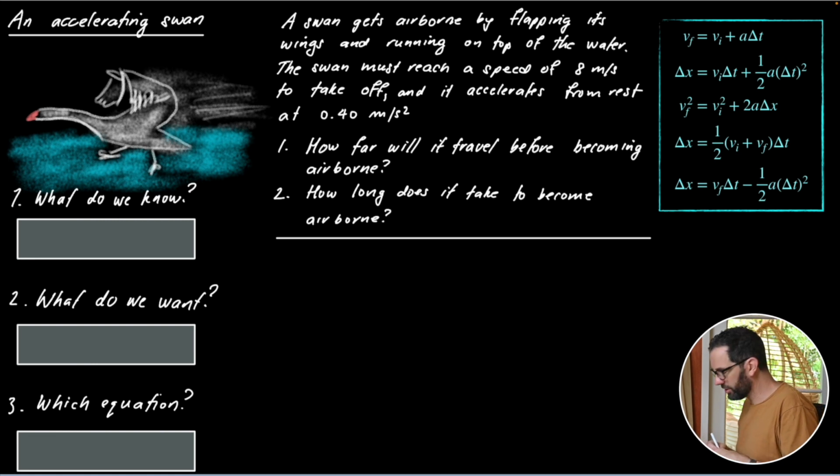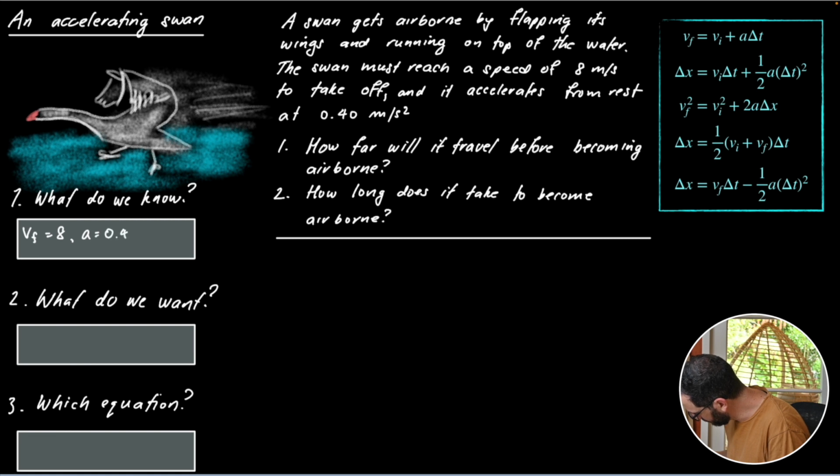So first off, we have to look at what it is we know. What have we been given as part of the problem? Well, I can see that we've got this takeoff speed at 8 meters per second. That sounds like the velocity at the end of my interval, so that is my final velocity. I have also been given that my acceleration over the interval is 0.40 meters per second squared.